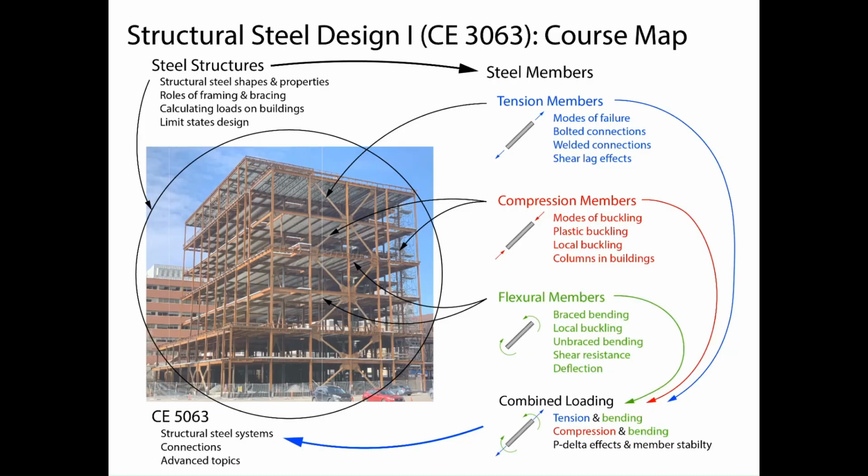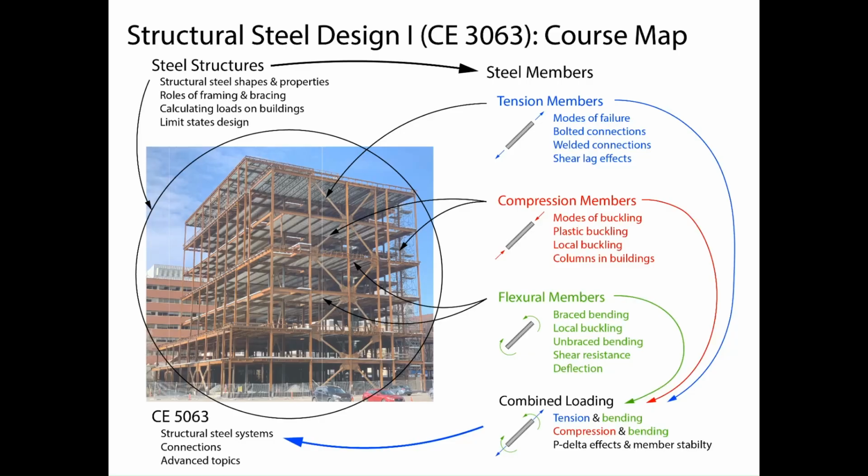That's beside the point. We're back in CE 3063 now, structural steel design mindset. And just to remind everybody of our adventure throughout the term this fall, I'm putting the course map back up here. We're going to spend between now and lecture 10 actually, talking about steel structures in general, structural shapes. I'm going to talk about how buildings work, what the role of bracing and different framing is in structures. We're going to spend 4 or 5 lectures, I can't remember the exact amount, on calculating loads on buildings in accordance with the building code.